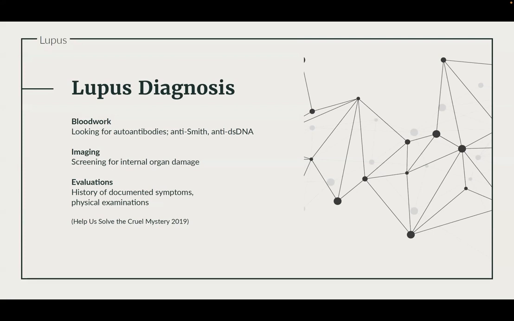Imaging, so this can be screening techniques like ultrasound, MRI, X-rays to help assess the internal damage to the organs. This can be useful for evaluating the joint pain or kidney inflammation. And then the most relevant is the evaluation. So just the documented history of symptoms, a clinical evaluation, and taking physical examinations to identify symptoms like the rashes, joint swelling, and other clinical signs associated with lupus.